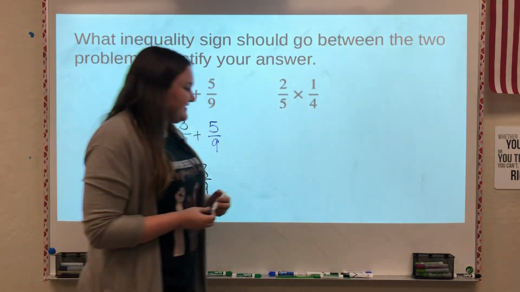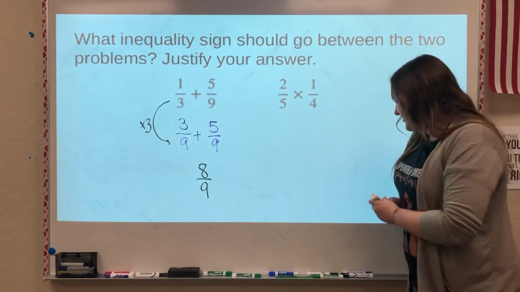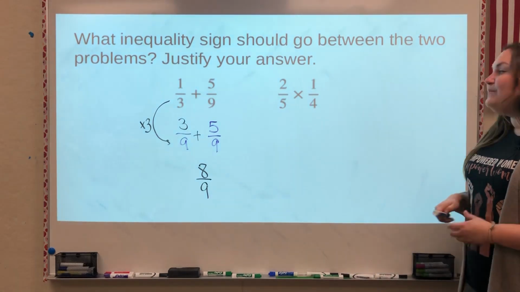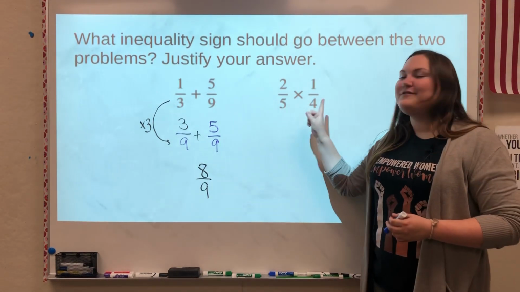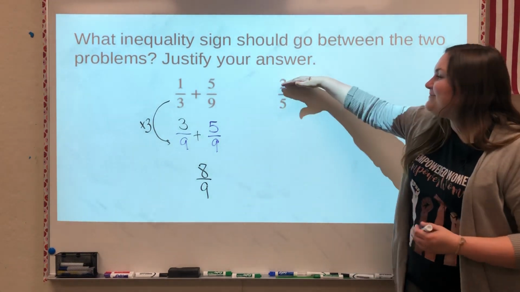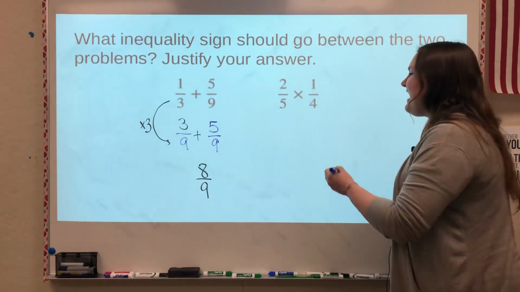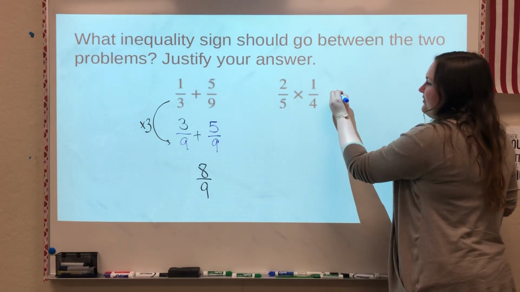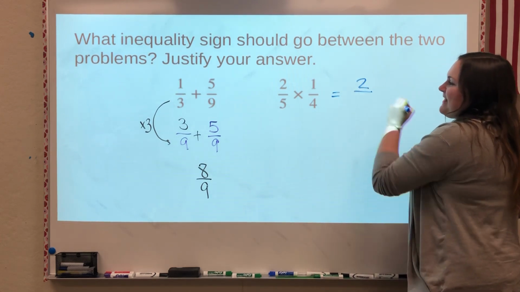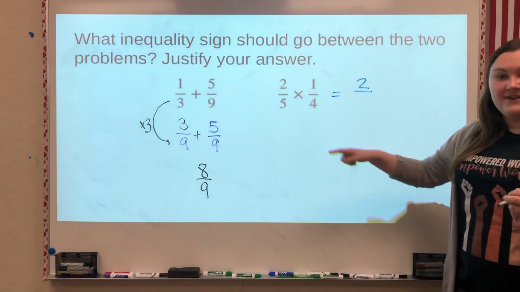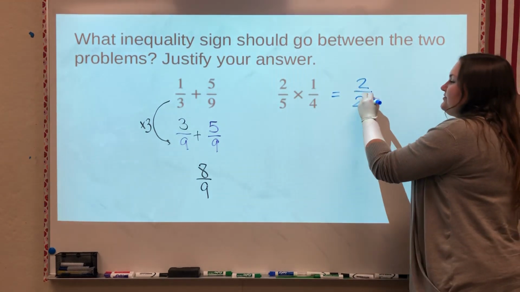Now for the other side, we've got a fraction multiplication problem. We learned when you are multiplying fractions, it does not matter if the denominators are different. You can just multiply straight across. So we're going to say 2 times 1. That gives me 2. And then 5 times 4, that gives me 20.